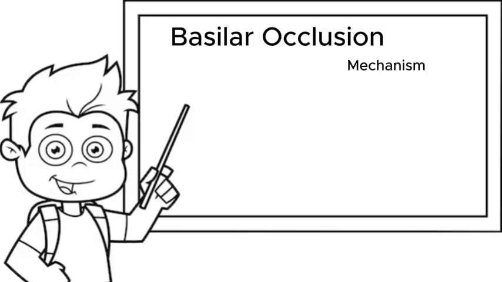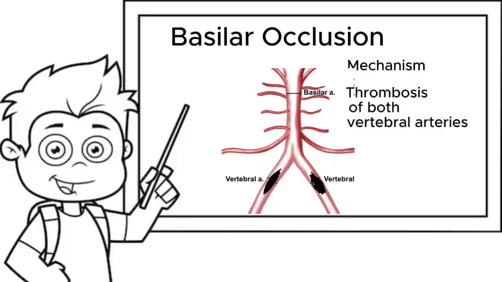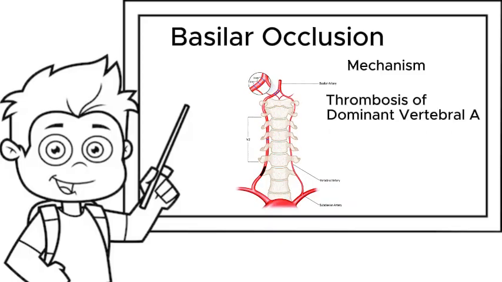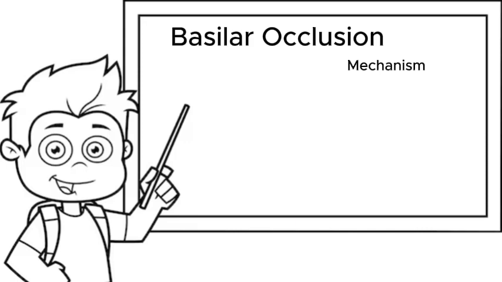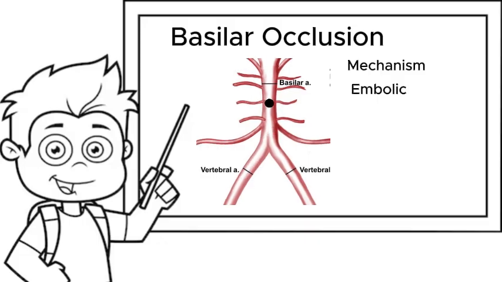Basilar occlusion can happen through different mechanisms. One, you could have local thrombosis of the basilar artery itself. Secondly, you could have thrombosis of both vertebral arteries. Thirdly, you could have thrombosis of a dominant vertebral artery when the other is underdeveloped. And sometimes it's not even a clot formation; an embolus can just travel all the way up, lodge distally in the basilar artery, and cause an occlusion.